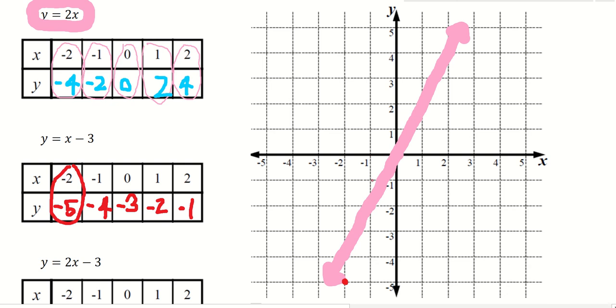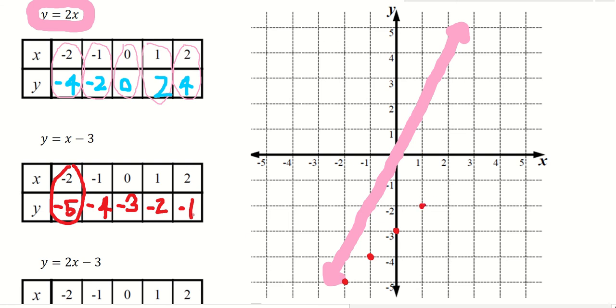When x is minus 1, y is minus 4, put a dot. 0, 3. X is 0, y is minus 3. Minus 1, minus, oh sorry, it's just 1, 1 minus 2. X is 1, y is minus 2. And again, you should see them making a nice straight line.